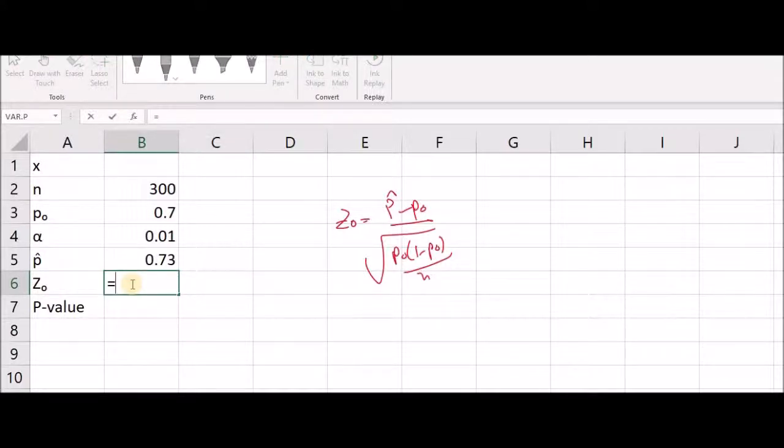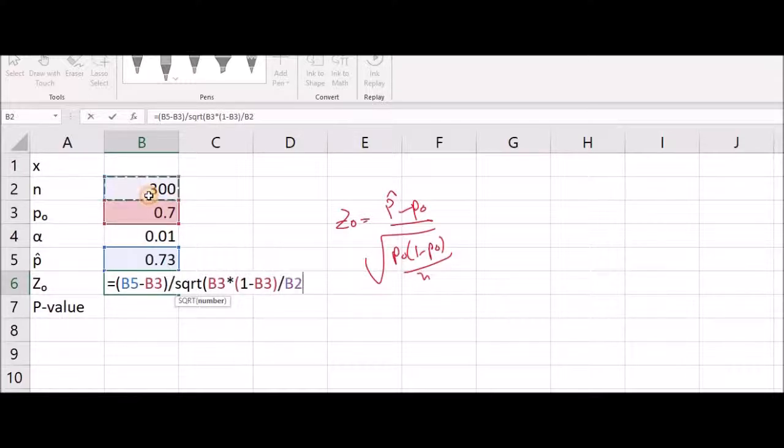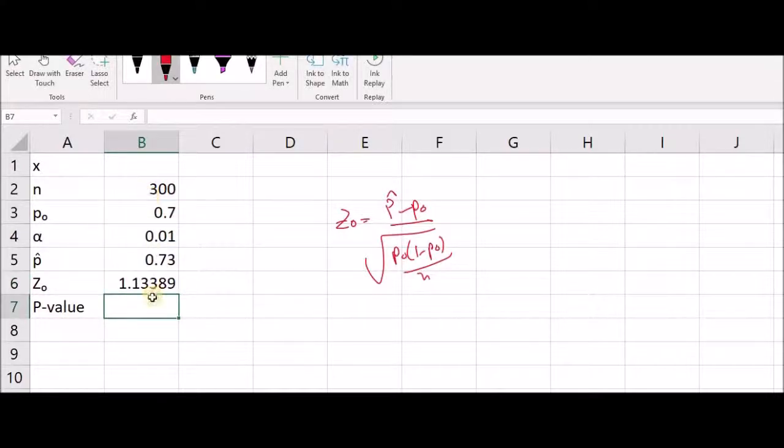So I'm going to say, open parentheses, p hat minus p naught divided by the square root of p naught times 1 minus p naught divided by n. And that is the z naught. That is the z naught that we have.